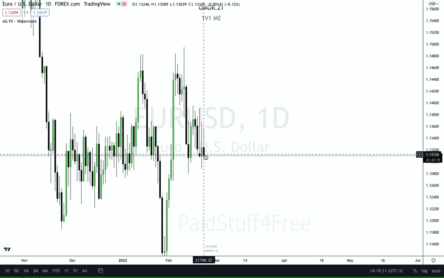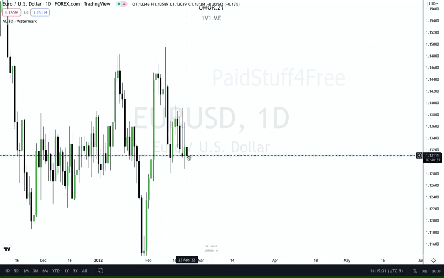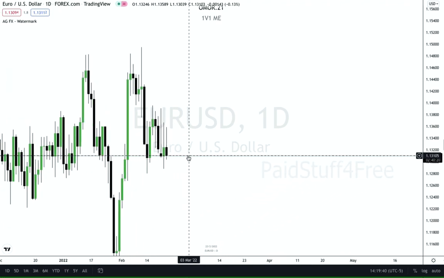The hard part is, Omar, how do I know where that daily candle will close? That's what we're going to go over in the next few teachings. In saying that, if you know that daily candle will close bearish, what do you want to do?